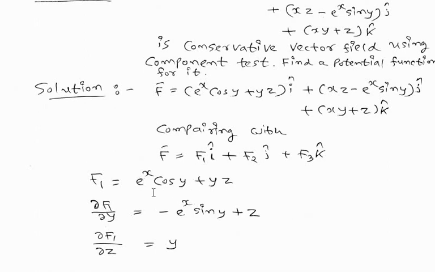So x and z will be constant. So e raised to x as it is, and the derivative of cos y is minus sin y. The derivative of y is 1 and z is constant. So this is del f1 by del y. Now del f1 by del z, so the partial derivative of f1 with respect to z. So x and y will be constant. The derivative of e raised to x cos y will become 0, and the derivative of yz with respect to z is 1 and y is constant.